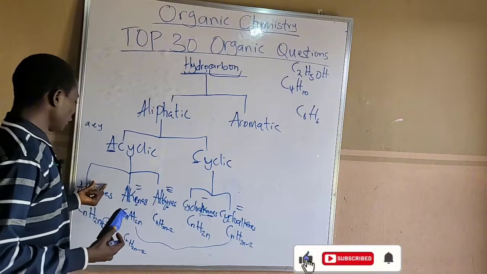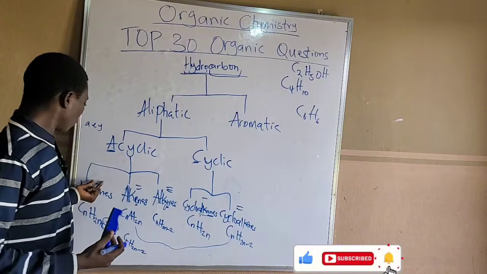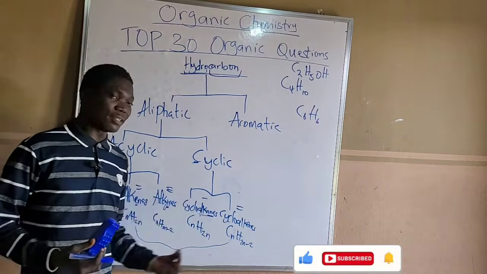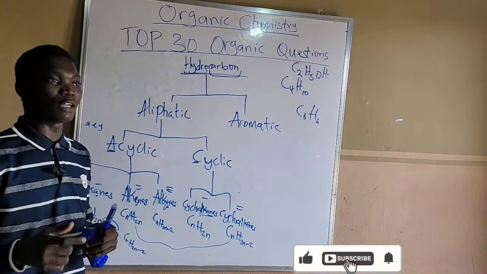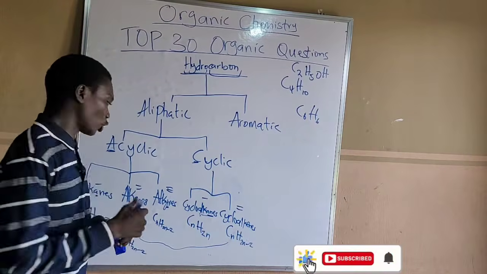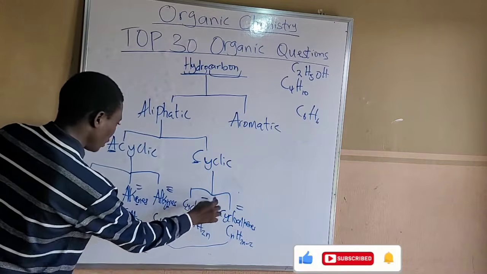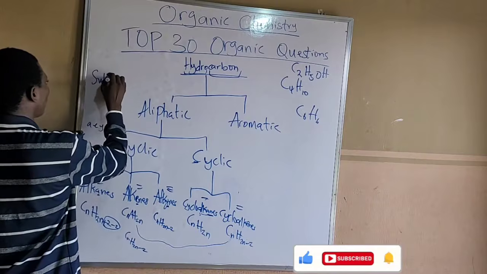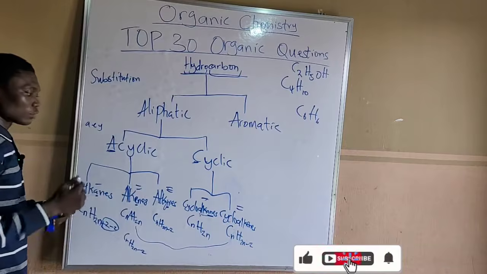Now, the single bond compounds, alkanes and cycloalkanes, are called saturated compounds. You have single bonds, so we refer to them as saturated compounds. Saturated compounds undergo one particular reaction, which we call substitution reaction. That is, these cycloalkanes and alkanes undergo what we call substitution reaction. Take note of that.